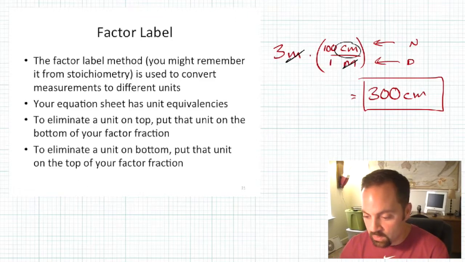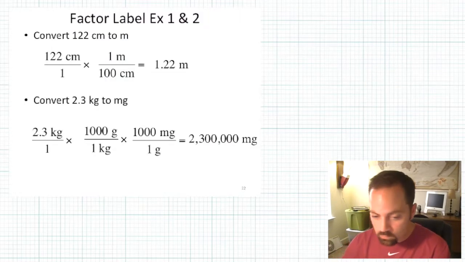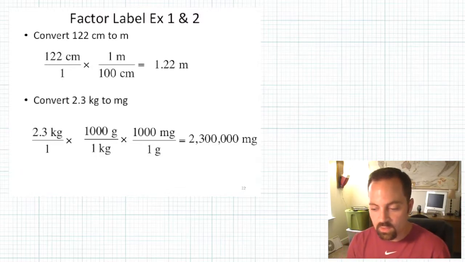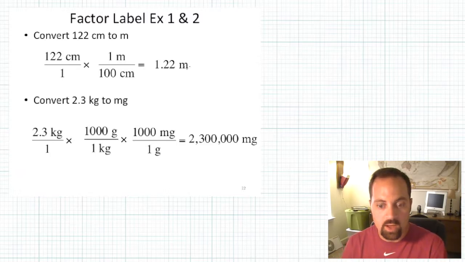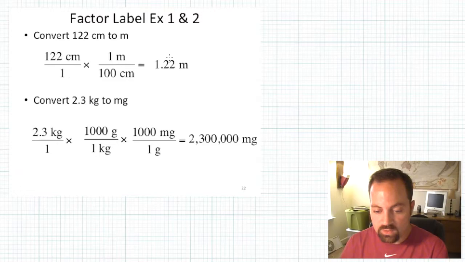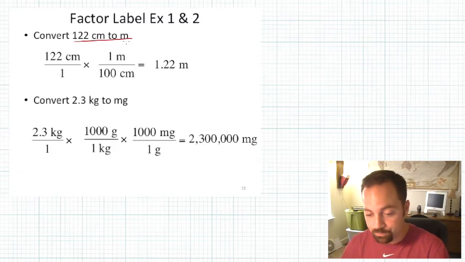So let's do some examples right here. These are already done. You see these in front of you. Actually, we may have written these out in class, but these are the completed values. I want to do them again just by hand so that you can see how we arrived at these values right here. So I want to convert 122 centimeters to meters.